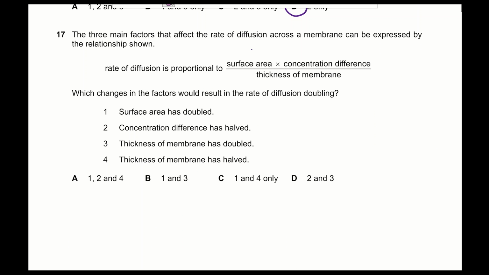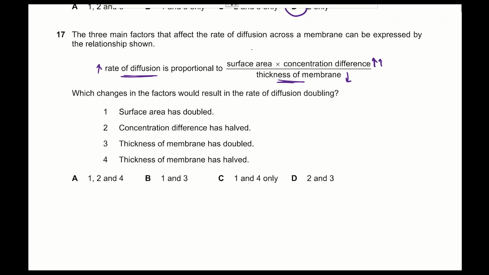17. The 3 main factors that affect the rate of diffusion across a membrane can be expressed by the relationship shown. Which changes in the factors would result in the rate of diffusion doubling? So, we know that the rate of diffusion is inversely proportional to the thickness. So, if the thickness decreases, the rate of diffusion increases. And the surface area and concentration are directly proportional to diffusion.